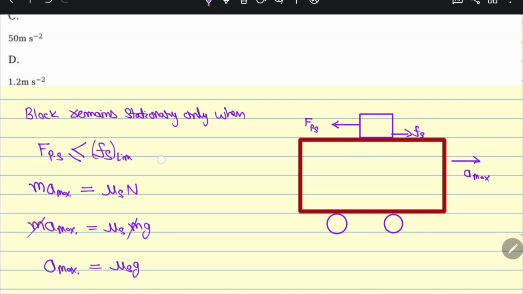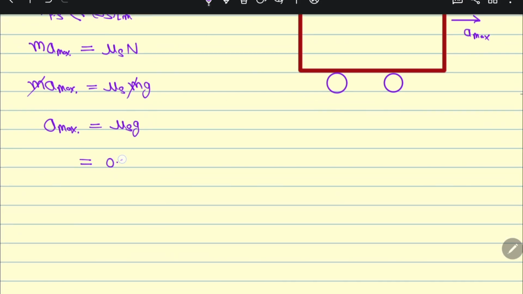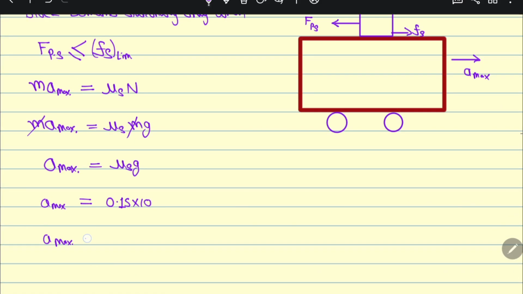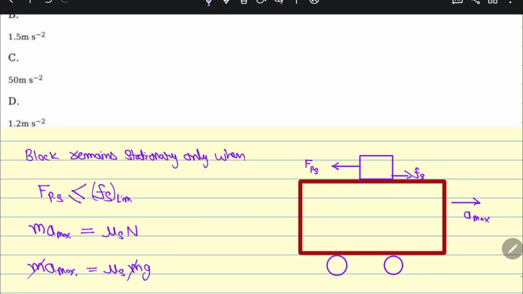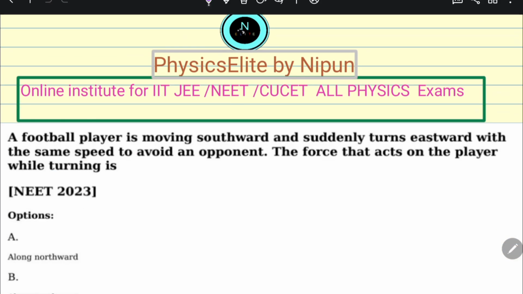So mu s they have given 0.15 and g is 10. 0.15 into 10, so this comes out to be 1.5 meter per second square. 1.5 meter per second square. So option B is correct. Now I proceed to the next question.